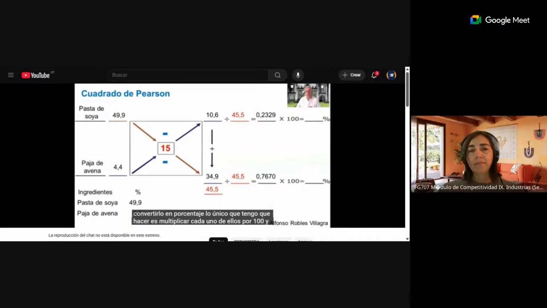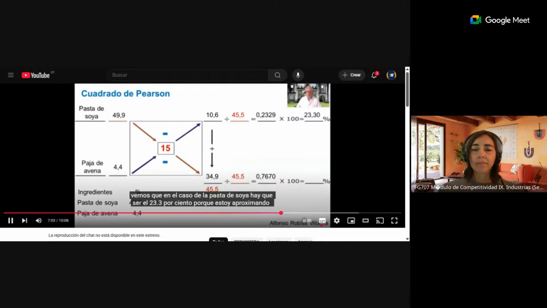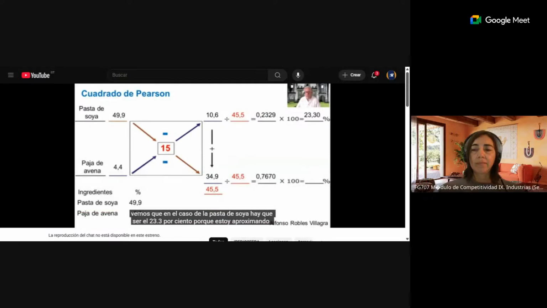Para convertirlo en porcentaje, lo único que tengo que hacer es multiplicar cada uno de ellos por 100 y vemos que en el caso de la pasta de soya tendrá que ser el 23.3%, porque estoy aproximando, ¿sí? El 23.3% de pasta de soya, y en el caso de la paja de avena, el 76.70%. Cuando yo lo sumo, me va a dar como resultado un 100.